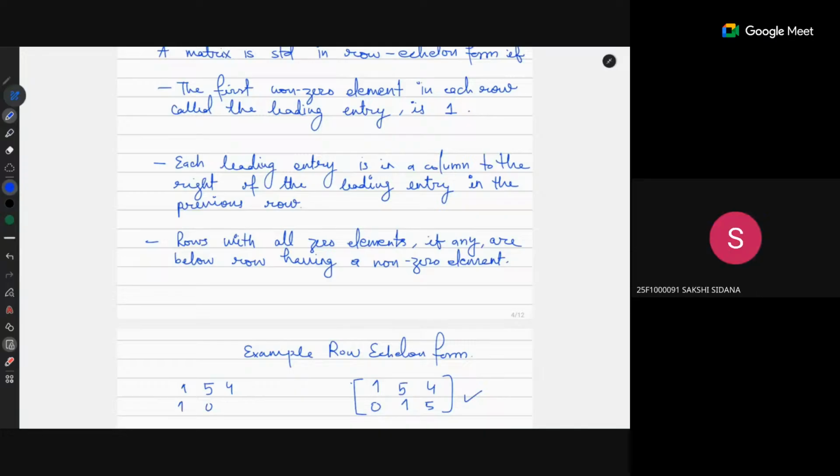Excuse me, sir. Yes. Sir, the leading entry is always 1. Yes, that is the first condition.